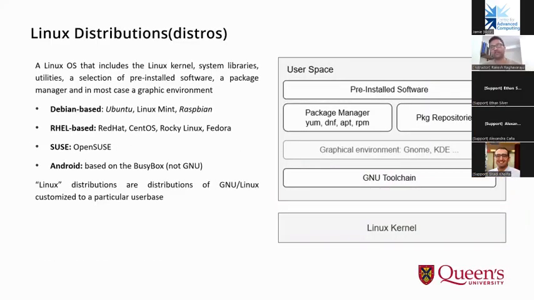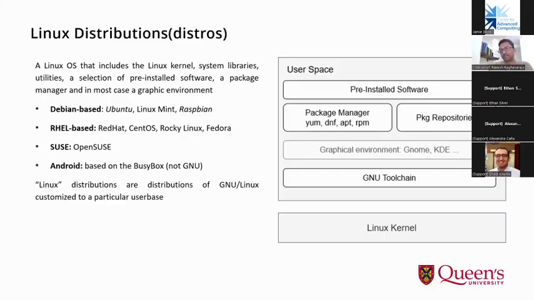So when you talk about a Linux system, the Linux operating system, what we are talking about is the Linux kernel, the system library utilities, and any pre-installed software that are packaged together. In most cases, if you are using Ubuntu or Debian, you have a graphical user interface, and everything combined together, we call it a Linux operating system, which is different from the Linux kernel.